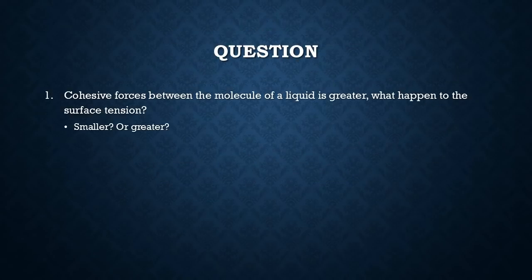Since we have learned that surface tension is a result of the imbalance forces between the molecules in the bulk as well as the molecules on the surface. And when we talk about the same molecule, it will be cohesive force. Alright, tell me, when the cohesive force between the molecules of a liquid becomes greater, what happens to the surface tension? We shall discuss in our lecture.